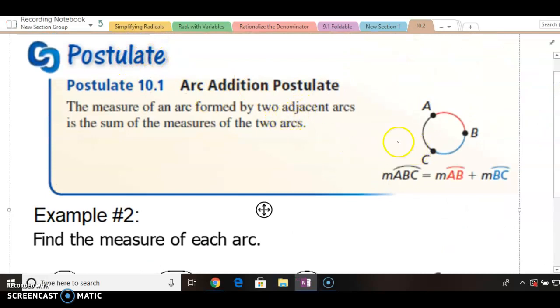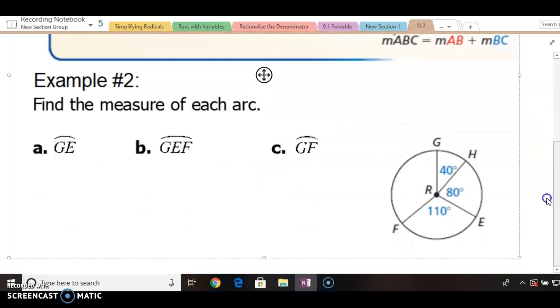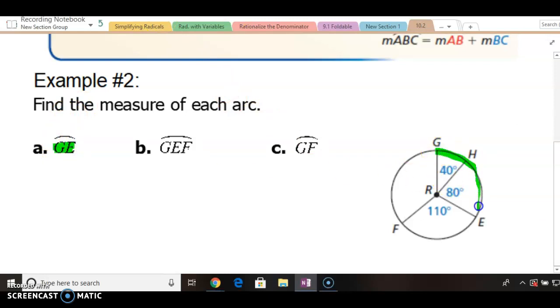All right, guys. So the arc addition postulate tells us that if we have 2 adjacent arcs, then we can just add them together. We kind of did this in the example before. So if I look at this, I want to find arc GE. For arc GE, we're going to go the shortest distance. This here is the shortest distance. So we would find GE by adding GH plus HE, which is 40 plus 80, which is 120.